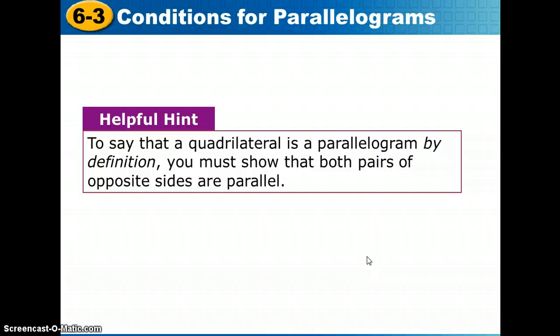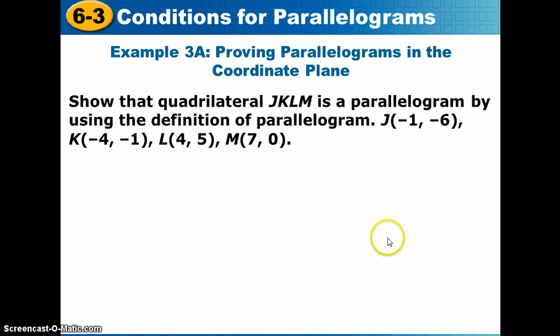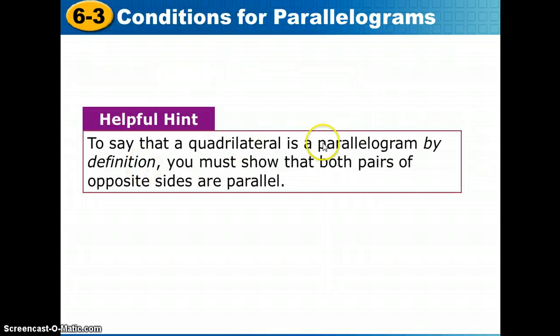All right, here's another helpful hint. To say that a quadrilateral is a parallelogram by definition, you must show that both pairs of opposite sides are parallel. So in example 3a, we're going to show that quadrilateral JKLM is a parallelogram using the definition. And let me remind you of what that states. You must show both pairs of opposite sides are parallel.